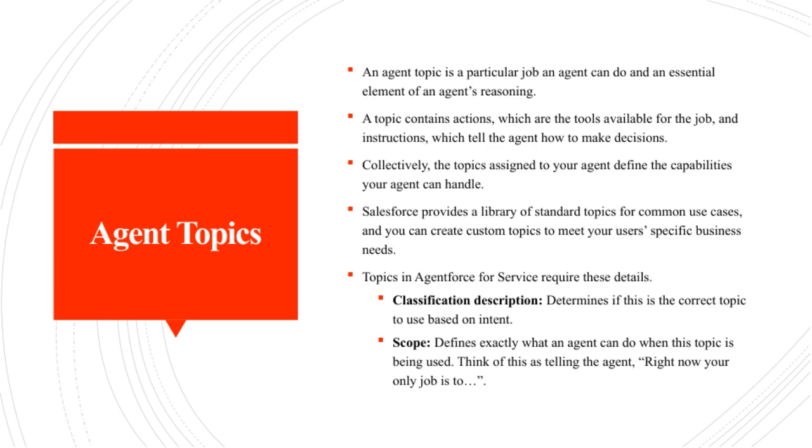For topics in Agentforce for service, there are a couple of key details to keep in mind. First is the classification description, which helps determine if a particular topic is suitable based on the user's intent. Then, there's the scope, which is all about defining exactly what the agent is allowed to do when that topic is active. It's like telling the agent, right now, your only job is to handle this specific task. Understanding these elements ensures your agent operates efficiently and accurately within its designated responsibilities.